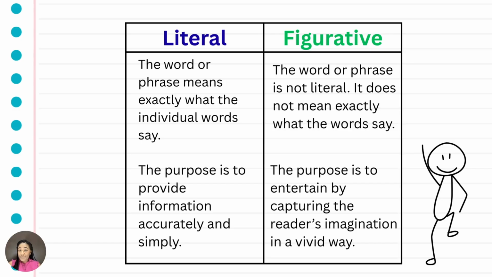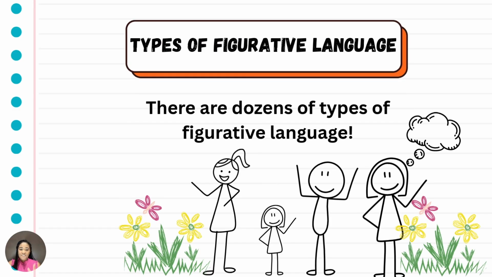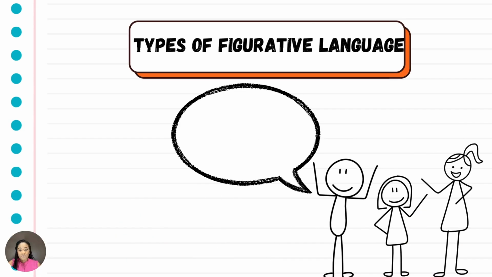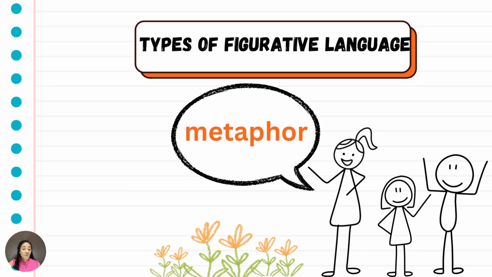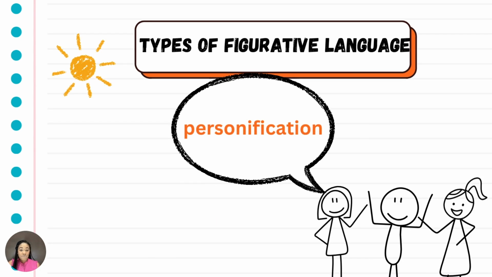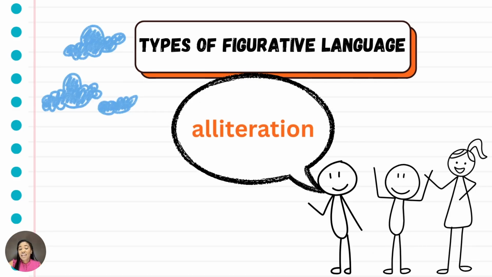Now, I'm certain SCA students that you know that figurative language comes in a variety of forms. And would you believe there are actually dozens of types of figurative language? In this series, we're going to explore a few of these types that you are going to encounter in your reading comprehension and that you would want to use in your narrative creative writing stories. Simile is a type of figurative language. Metaphor is a type of figurative language. Then we have personification is a type of figurative language. And of course, alliteration.